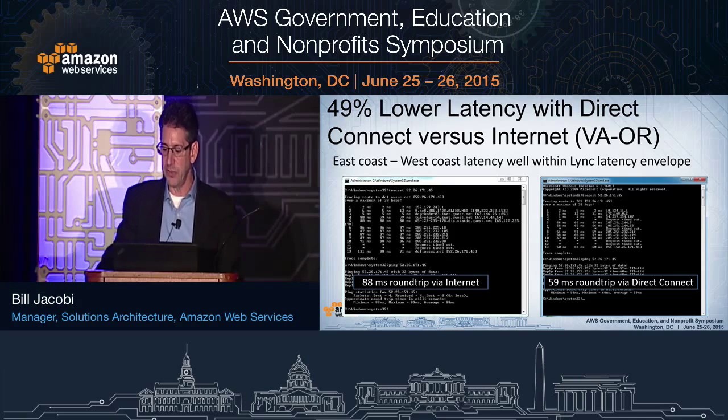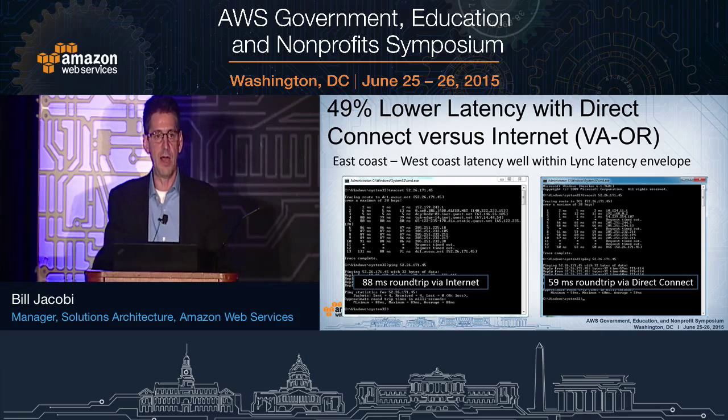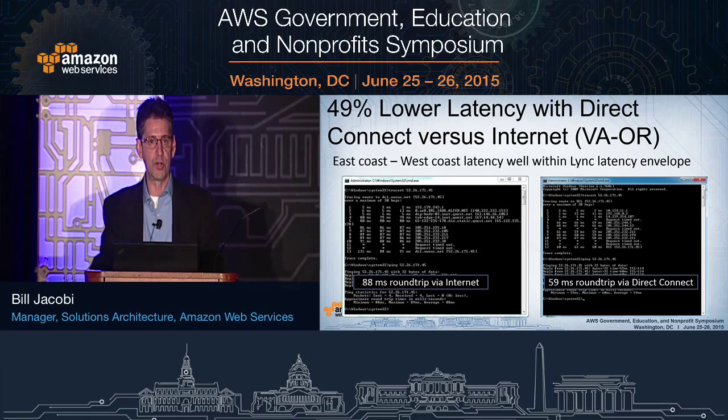And I wanted to just provide the results here of a test that we did out of our Herndon office, in which the round trip latency between on-premise workstations in Herndon, Virginia, communicating with our US West 2 region in Oregon had an average round-trip latency of 88 milliseconds over the internet, using the internet as the backbone to connect to AWS.